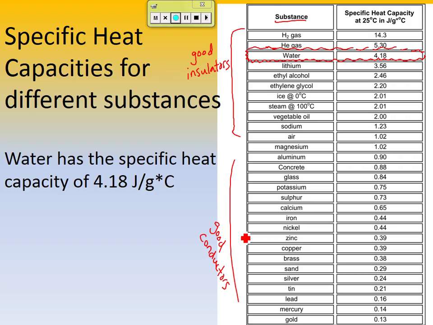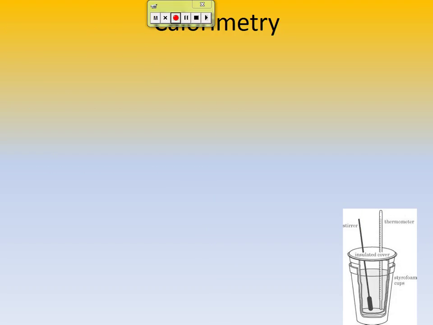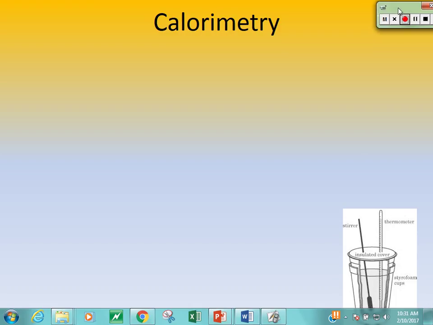on Earth. Anyway, there's a lot of things you can gather from this graph, but please have it out. We're going to look at the specific heat capacities of all these different substances as we go through. But make sure you know that water is 4.18. That one you got to know. Okay, let's talk about calorimetry for a second.